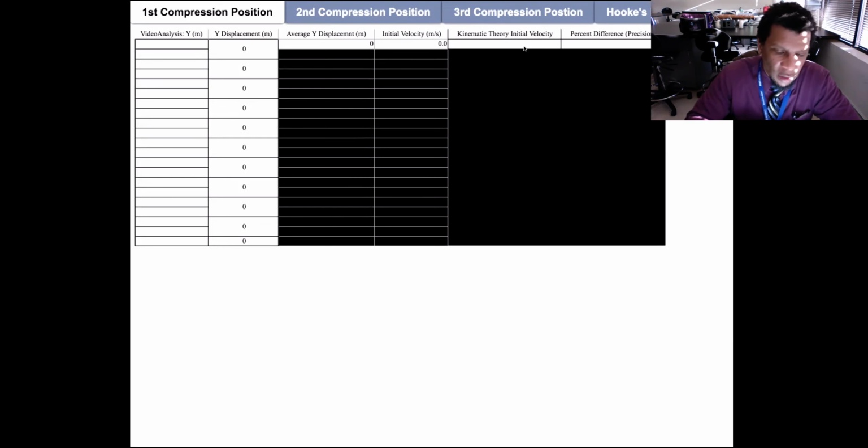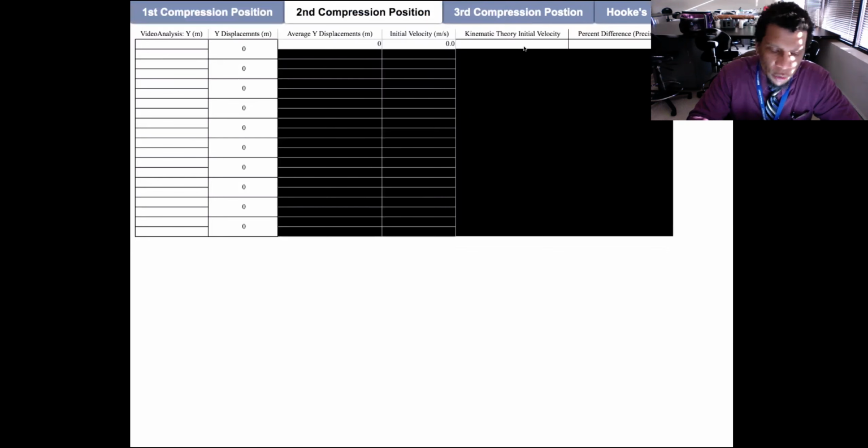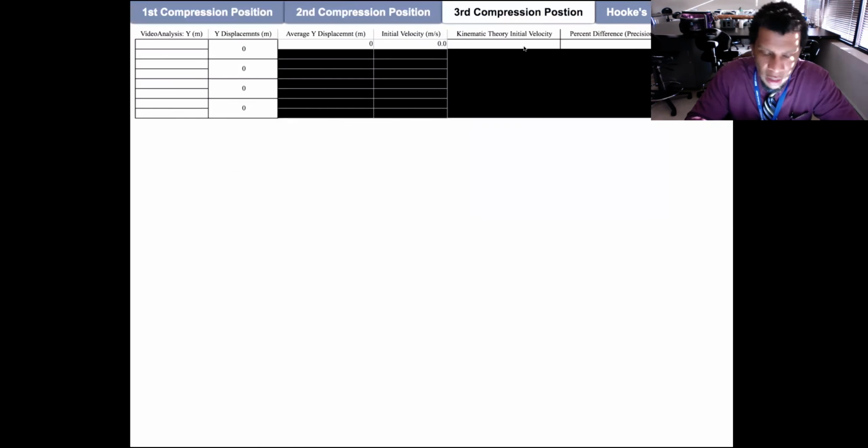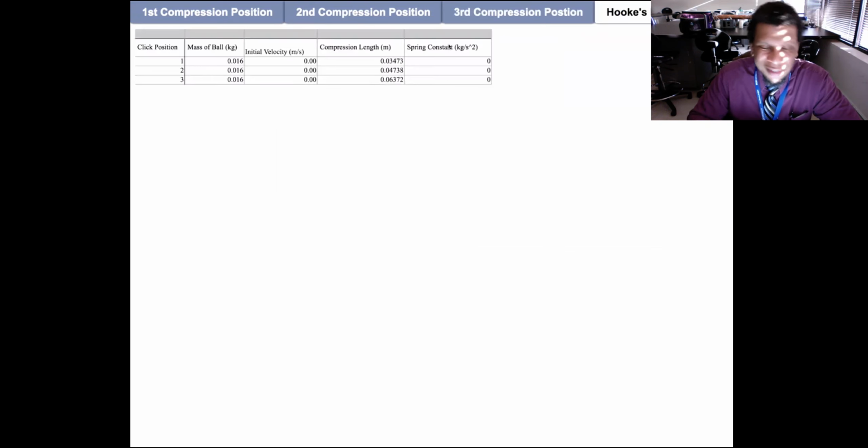So we have our second compression, that's our second click. Third compression, that's our third click. And we'll be able to analyze the differences between the velocities produced from each one of those experiments. It's a little aside from Hooke's Law, but that's okay. We have our mass of the ball, and our initial velocity that's going to come from our experiment.